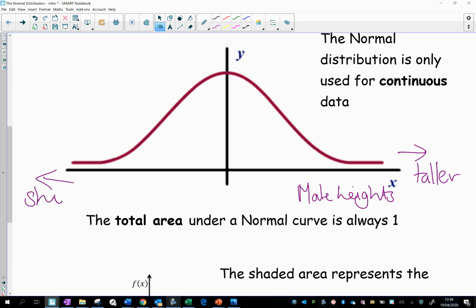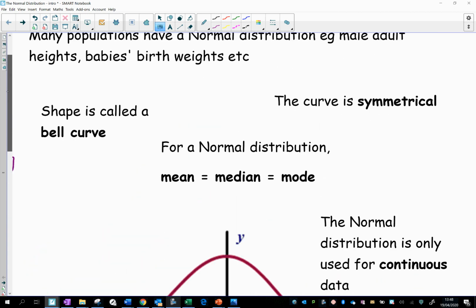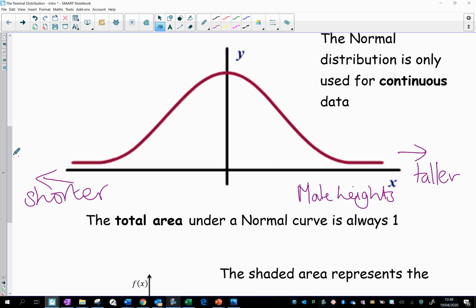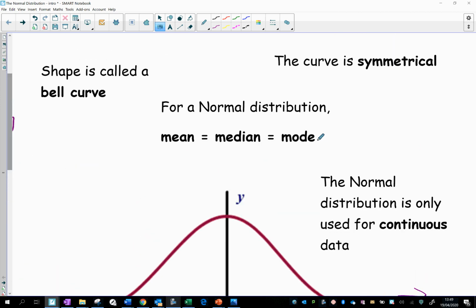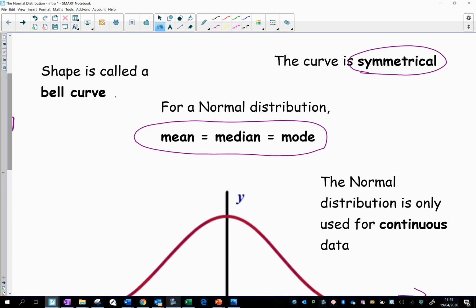So it's always smaller on the left, and then in the middle here we have the mean, and you'll notice that the mean is always going to be in the center, because the mode is the value with the highest frequency. That is also the mode, and the median is also in the same place. So one of the important properties of the normal distribution is that the mean, the median and the mode should be equal to each other. Notice that the curve is symmetrical. You need to know these features. Notice that the curve is called a bell curve.